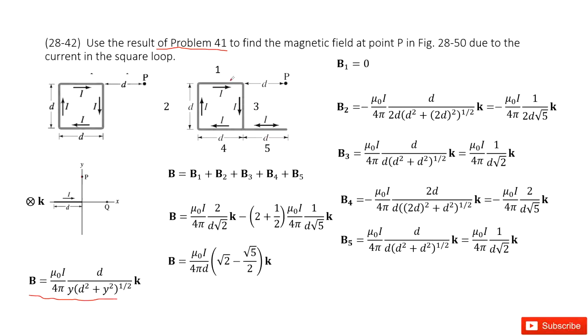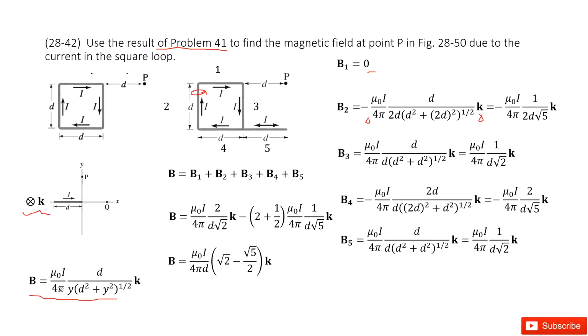So first we look at B1. For B1, of course, the magnetic field is 0 because P is located on the axis of wire 1, right? Now look at side 2. For part 2, first we determine its magnetic field direction. If you use the right-hand rule, you can say this flows in, right? So at position P, the magnetic field flows in. But here we consider flowing out as positive, so flowing in is negative. So first we determine its direction is negative.